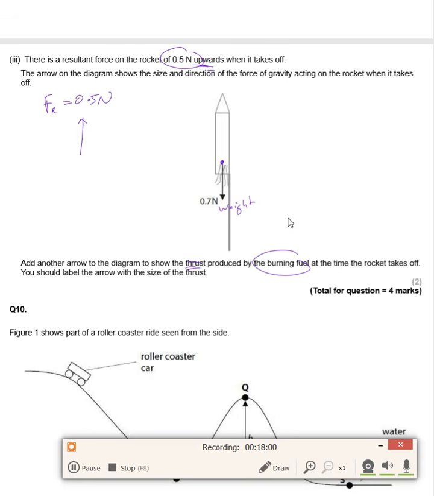So therefore, this arrow here needs to be longer than the weight. Why does it need to be longer? Because we're going upwards, so therefore it needs to be larger. And we don't know what this is, but x.